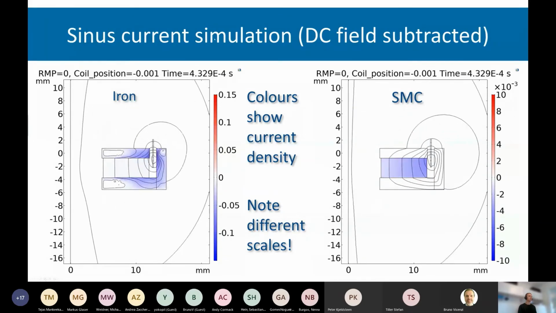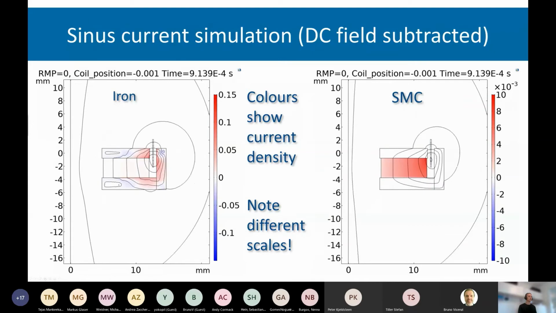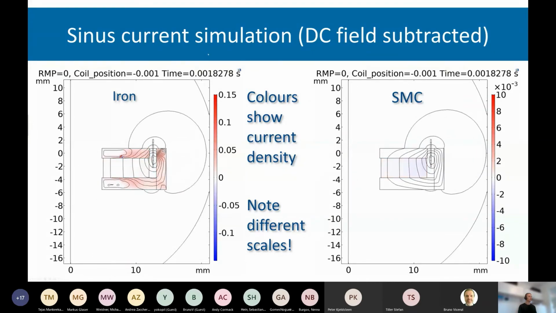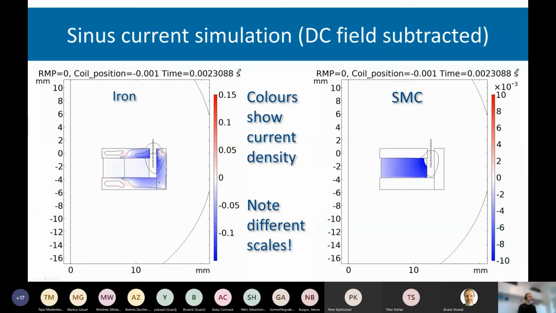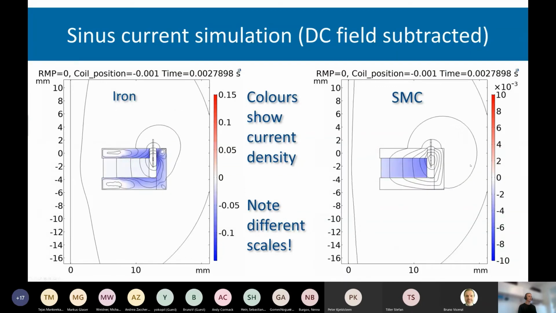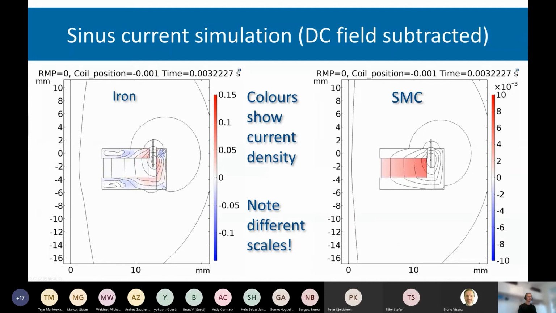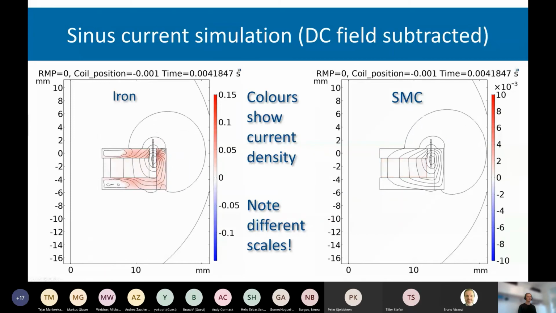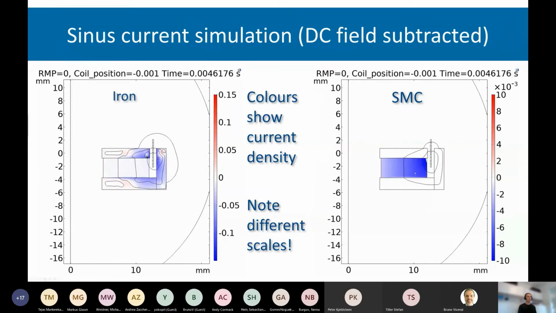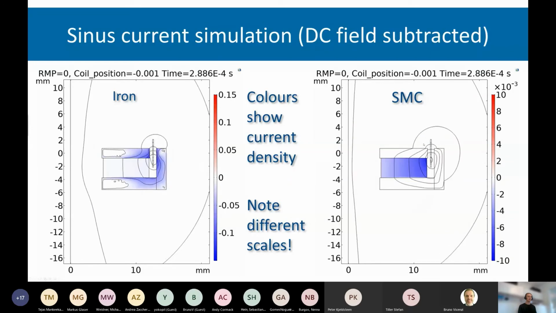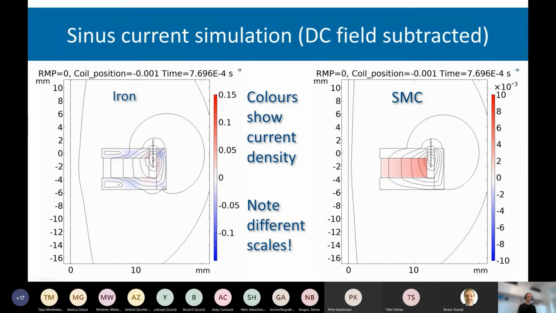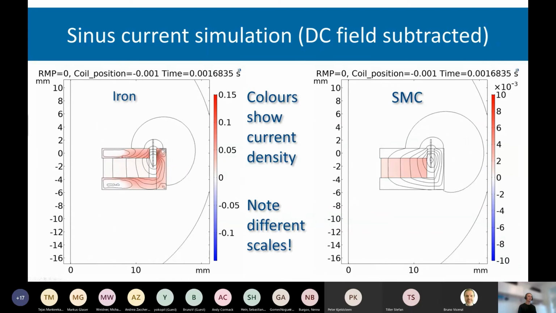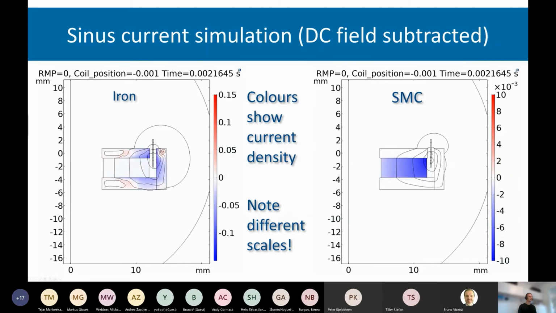Now this is a more or less comparable situation, but now we have a sinusoidal current instead of a ramp. Starting on the right again, you can see SMC is quite fast. The field just penetrates the SMC material and expands quickly, and it makes no difference what current level you have, and there's no hysteresis.